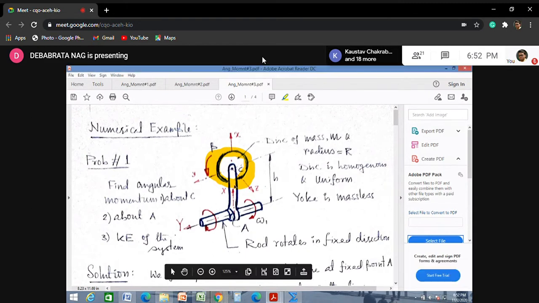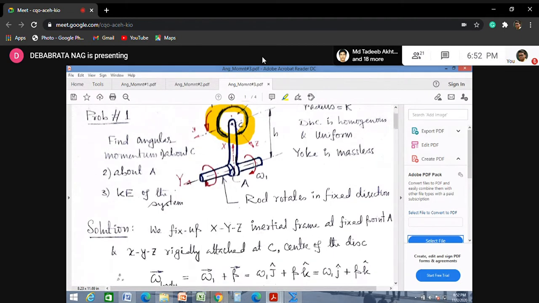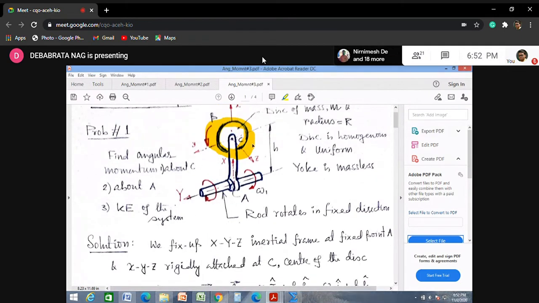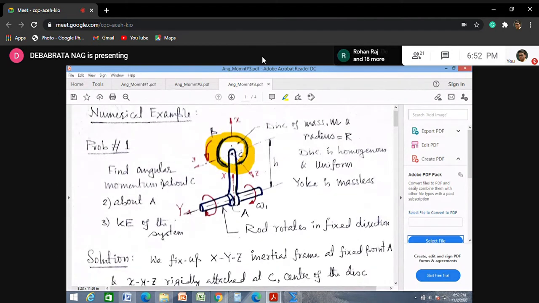In this case, what happens? The disc is rotating in this fashion, and we have been told to find the angular momentum about the point A. And what is point A? The point A is on the center line of the shaft. Now the shaft is carrying the yoke. The yoke is holding the bearing of the disc about which the disc is rotating.